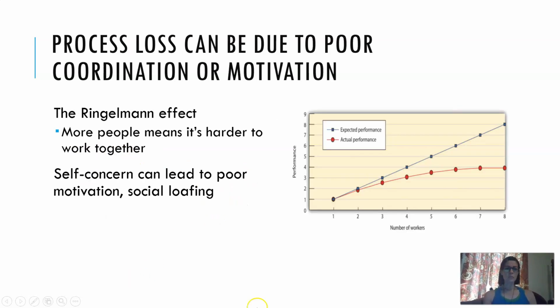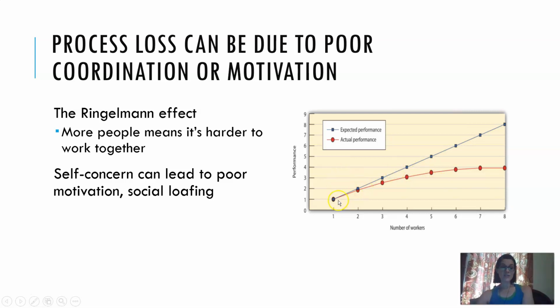Okay, so process loss can also be due to poor coordination or poor motivation. Now, I've already talked about some of the different factors that can affect a group's decision-making abilities or a group's output that have nothing to do with motivation, but motivation can also play a role. I've already talked a little bit about social loafing with the research by Ringelmann. But it turns out that there's a related idea called the Ringelmann effect. Generally what we're going to find is that the more people that are involved in your group, the harder it is to actually work together.